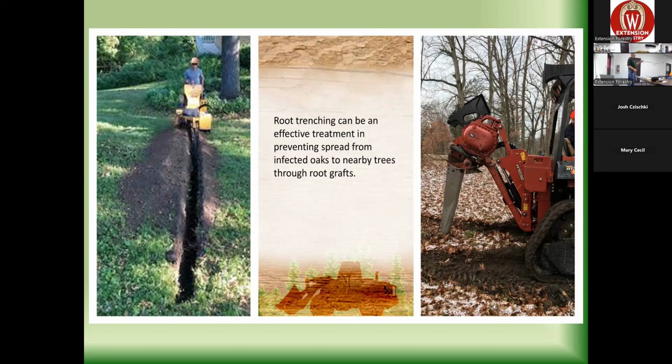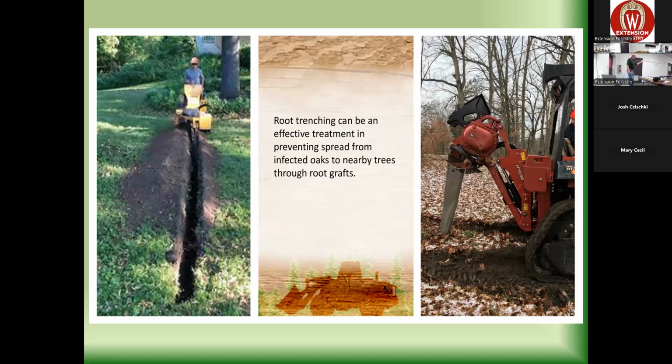And there's a method to do that. There's a calculation you have to do based on tree diameter and distance to trees. And that's all outlined in that bulletin. So if you have oak wilt as a problem, then you might want to look at that.